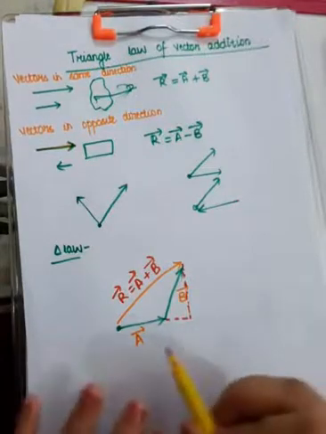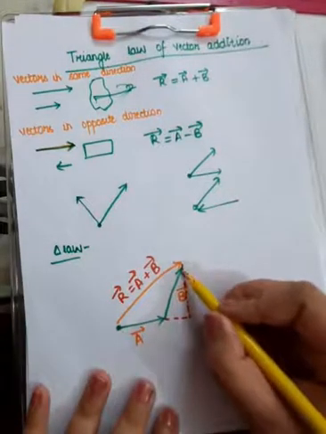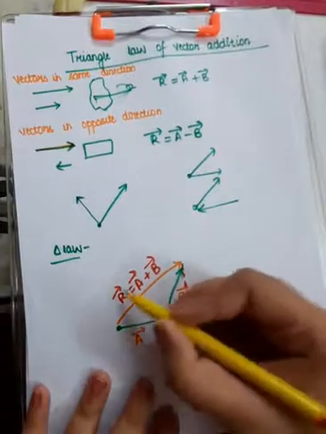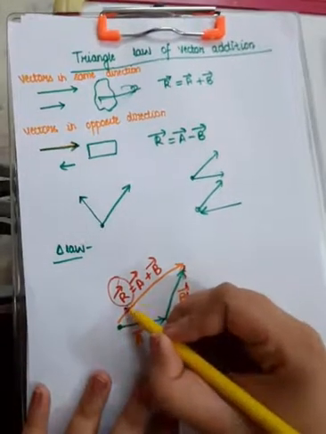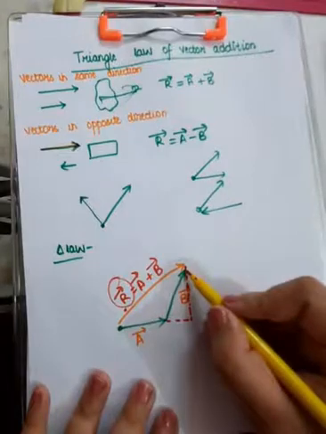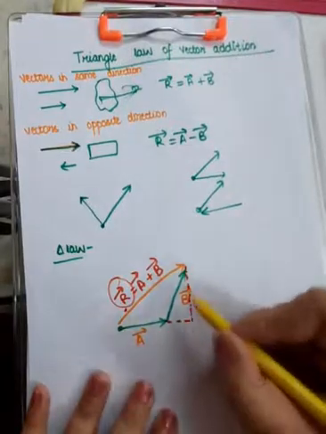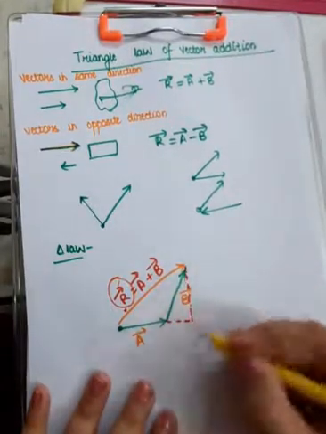So what will I be doing? First of all, I'll be making it as a right angle triangle. I need to find out the magnitude of this r vector and direction. So I'll be making it a right angle triangle, with hypothetical dotted lines like this.